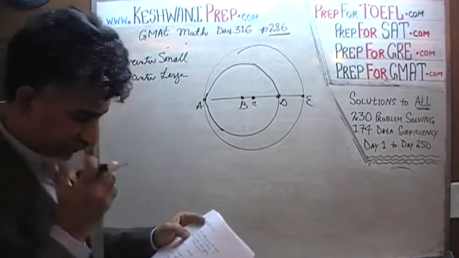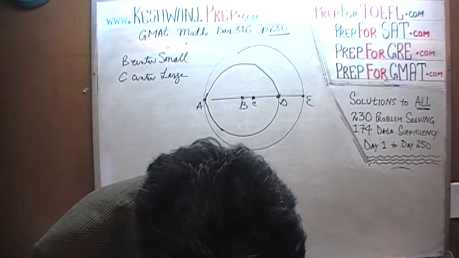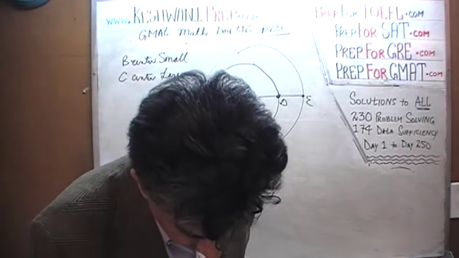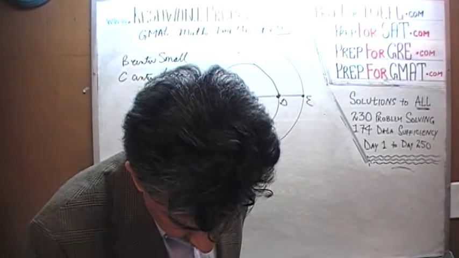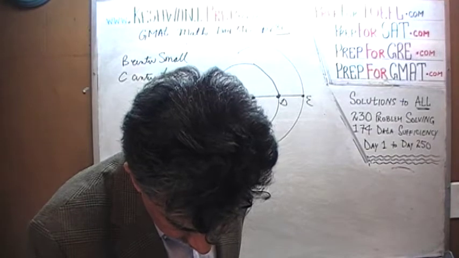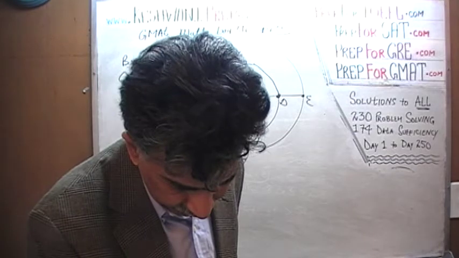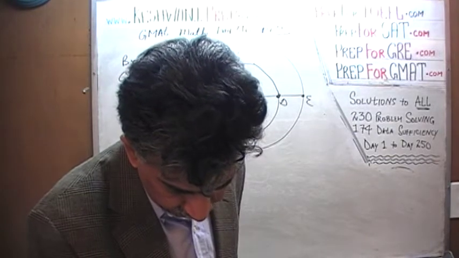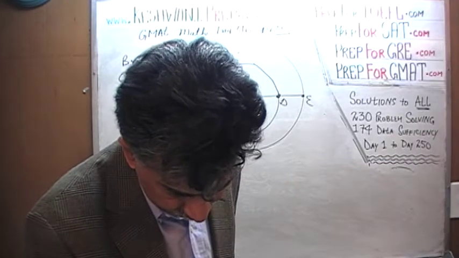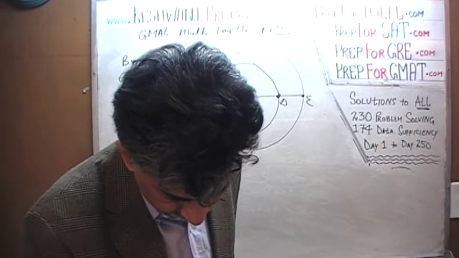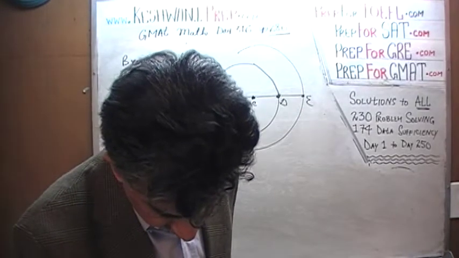Let's see what the question is asking here. Let me read the whole thing. In the picture above, A, B, C, D lie on the line. A is on both circles. B is the center of the small circle. C is the center of the large circle. D is on the small circle. Yes, we have that. And E is on the large circle.